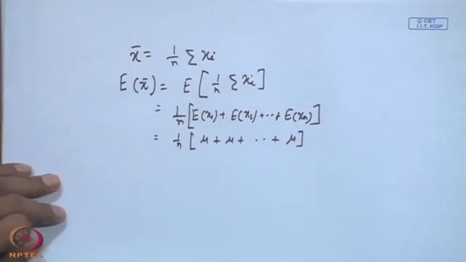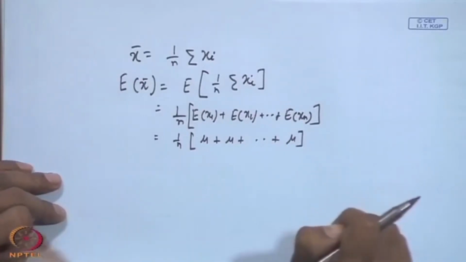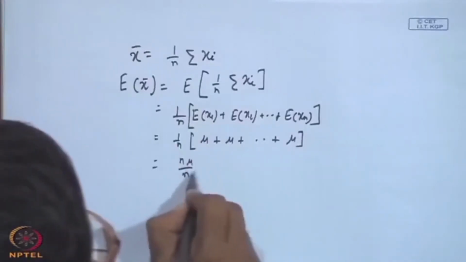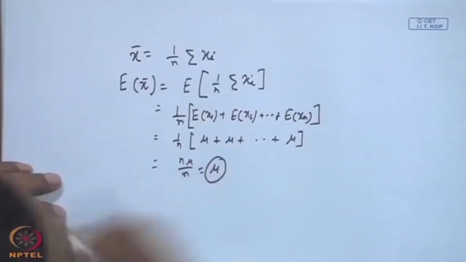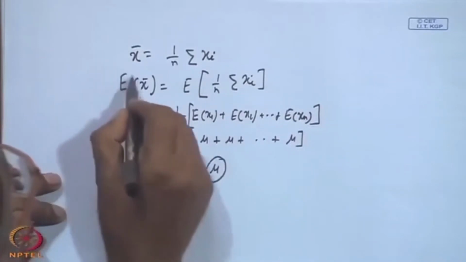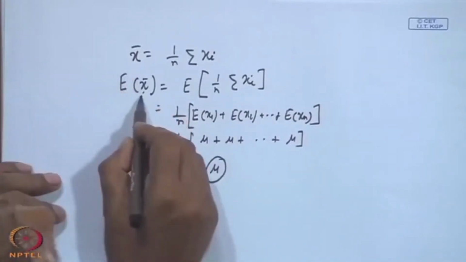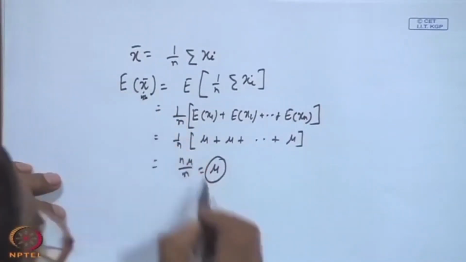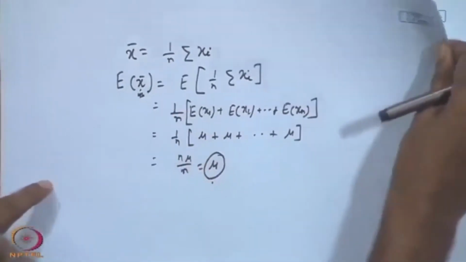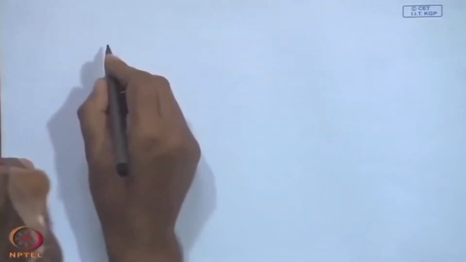If x is normally distributed, every observation will be normally distributed with the respective mean. So, it is basically n mu by n, that is mu. So, we say that the expected value of the sample average is mu. Now, what will be the variance component?